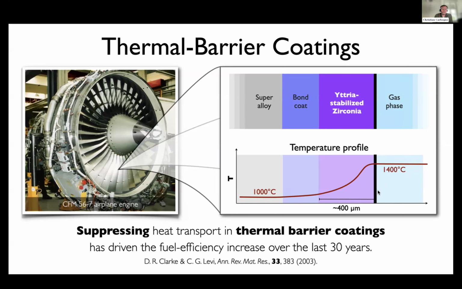As a matter of fact, even nowadays, each airplane you ride is actually burning its fuel at a temperature that is roughly 300 K above the melting temperature of this superalloy here. And the only thing preventing this alloy to melt is this half a millimeter of zirconia.